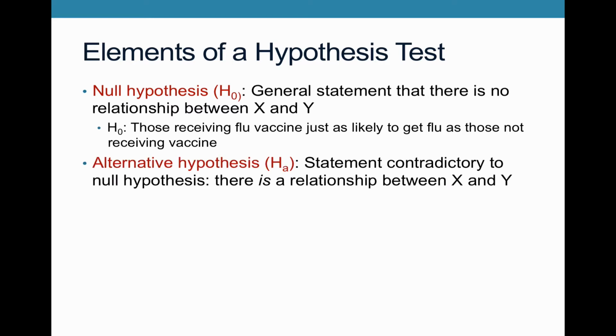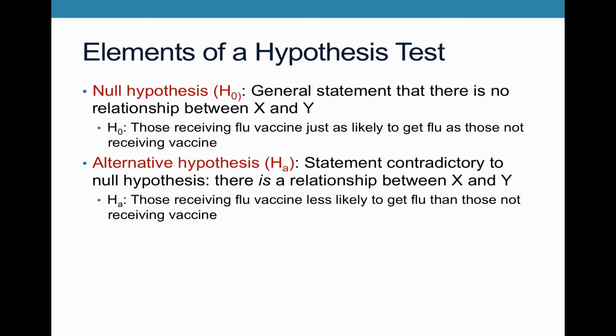In contrast, the alternative hypothesis, which we denote as HA, is a statement that's contradictory to the null hypothesis, that there is some sort of relationship between X and Y. And so here, the alternative hypothesis is that those receiving the flu vaccine are less likely to get the flu than those who don't receive the vaccine. Okay, so what we're going to be doing here is testing our null hypothesis and figuring out if we can dismiss it.